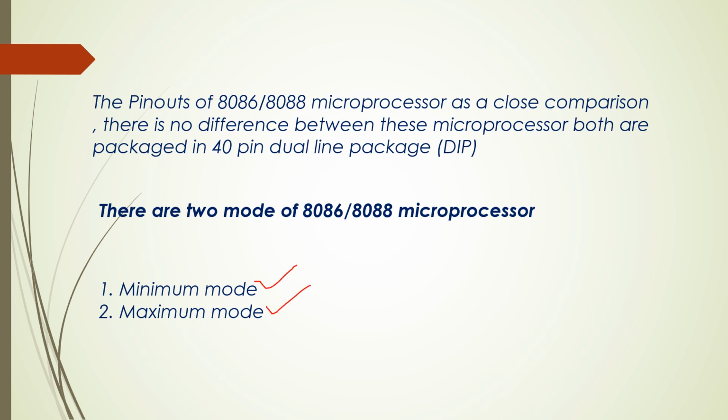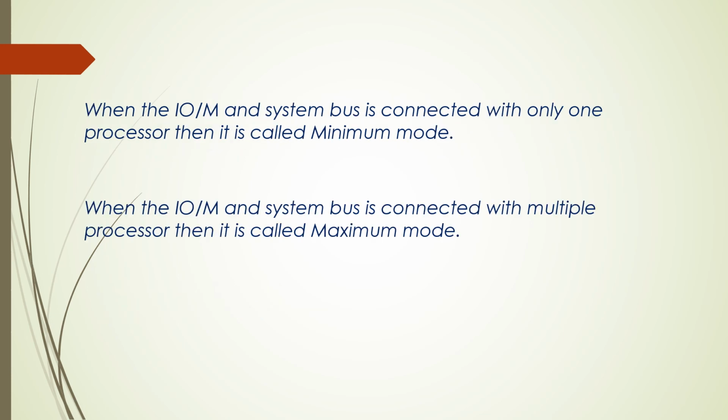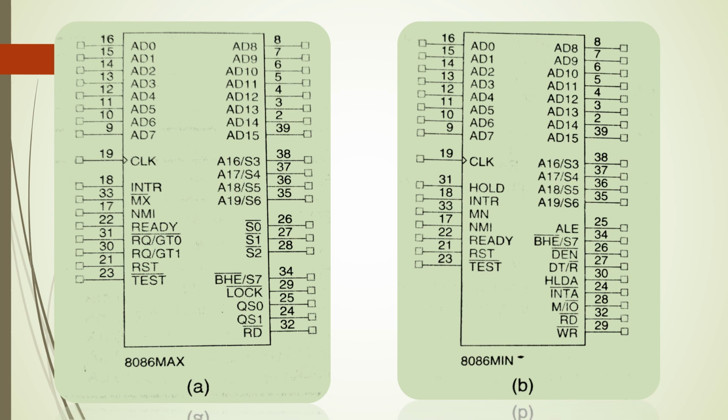So what is the minimum and maximum mode, and which pin decides the maximum and minimum mode? When the IO, memory and system bus is connected with only one processor, this mode is called the minimum mode. And when the IO, memory and system bus is connected with multiple processors, it is called the maximum mode. These are the figures of the 8086 minimum and maximum mode.